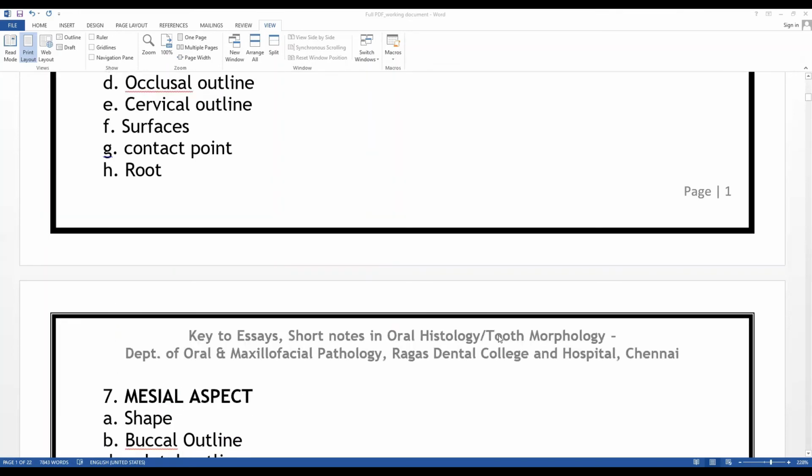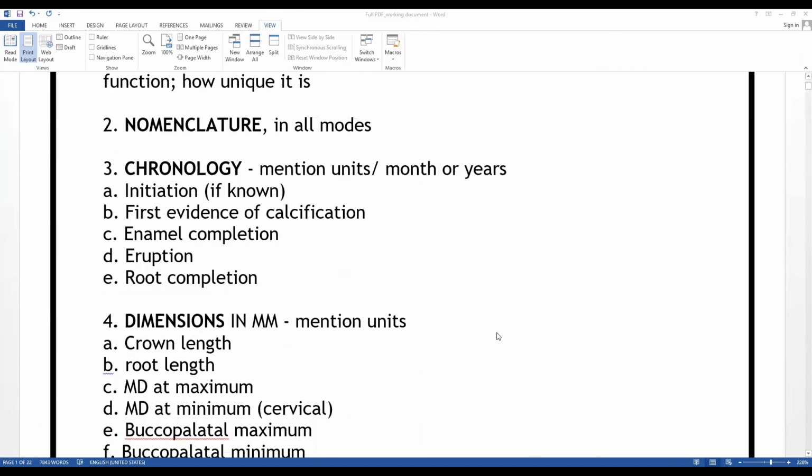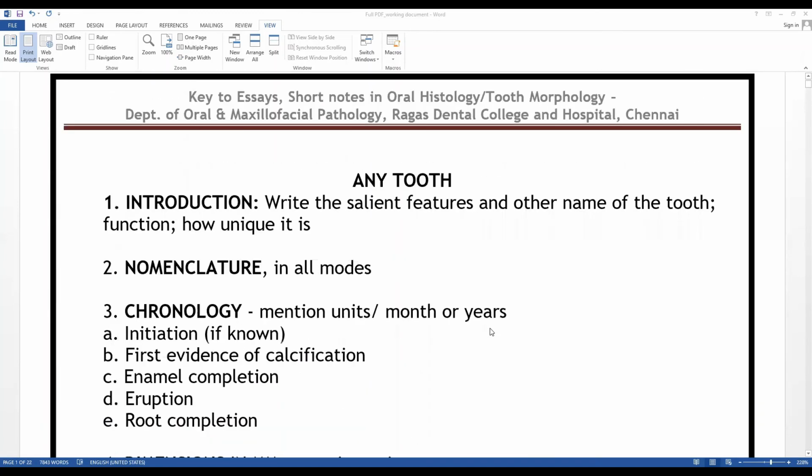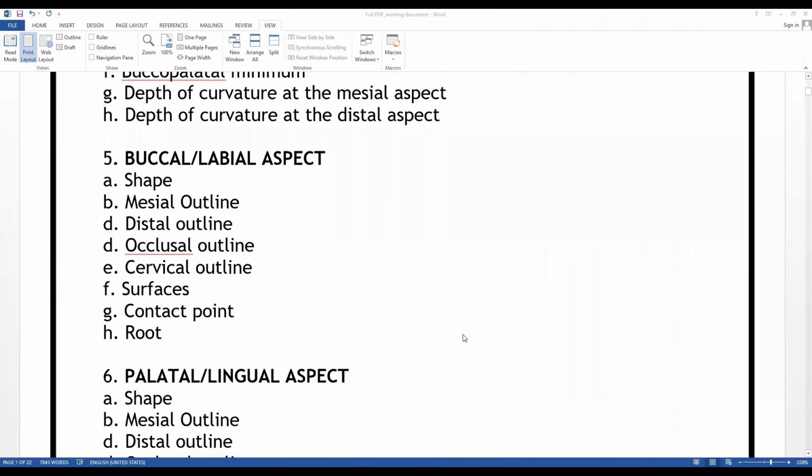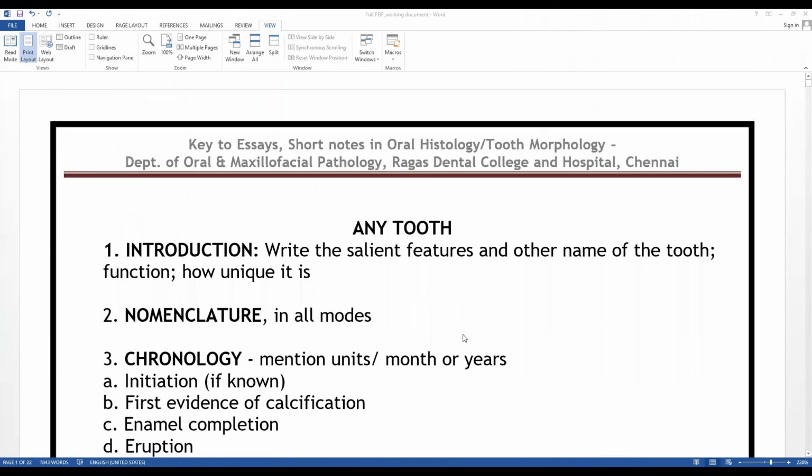If you follow this chronology or sequence of answering right from the first assignment or question, you will score the best of the marks for your tooth morphology essay. I hope this brief video will help you to answer your tooth morphology essay to the best of your ability.